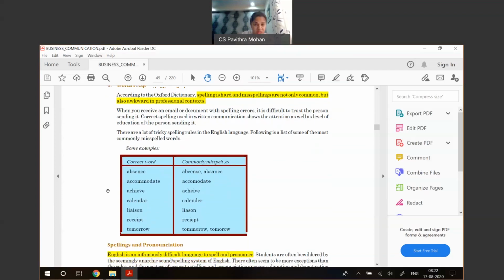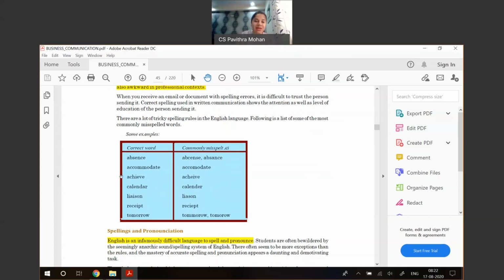For that reason, always know the words that are commonly misspelled, like absence; accommodate, where the M is often left out; and achieve, where the EI is often mistaken.